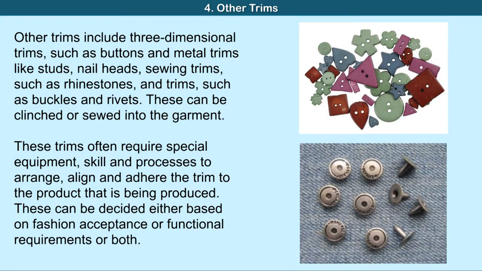What are the other trims that do not come under these three categories? They include three-dimensional trims like buttons, metal trims like studs, nail heads, sewing trims like rhinestones, and then trims like buckles and rivets. These can be clinched or sewn into the garment. These trims often require special equipment, skill, and processes to arrange, align, and adhere the trim to the product that is being produced. These can be decided either based on fashion acceptance or functional requirements, sometimes both.